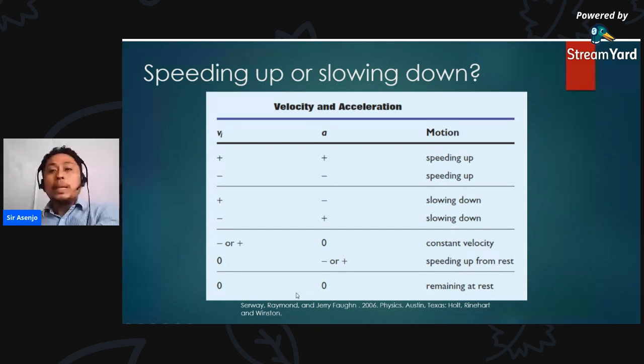Now, what if both the initial velocity and the acceleration are zero? It simply means the object is remaining at rest, or the motion is remaining at rest. Okay? So these are the symbols. I hope you got it.